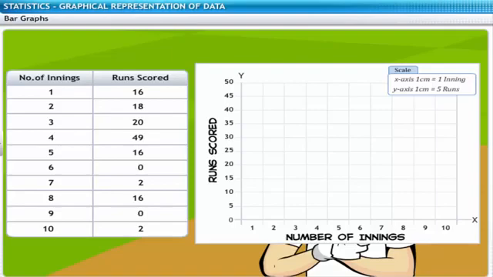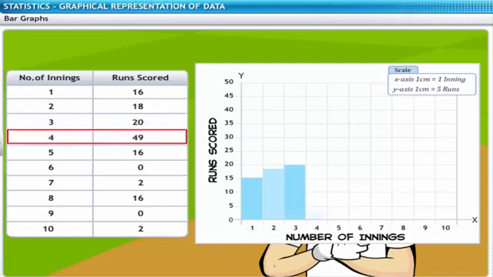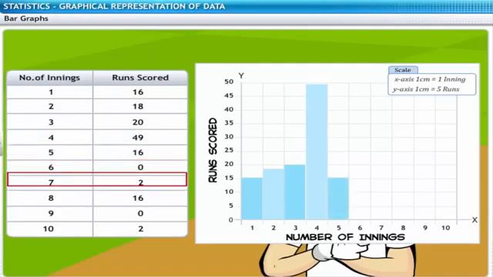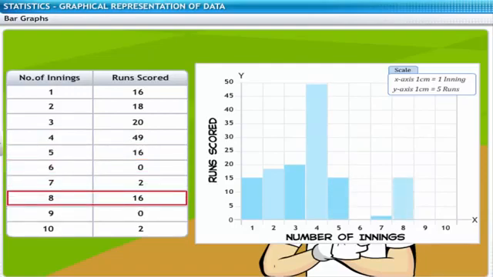Next, we'll draw bars for each innings on the x-axis representing the number of runs scored in it as per the scale chosen on the y-axis. For example, in the first innings, the score was 16. So a bar corresponding to a score of 16 on the y-axis is drawn. For the second innings, a bar corresponding to a score of 18 is drawn on the y-axis. Similarly, we draw the bars for the other innings. But notice that the score is 0 in the 6th and 9th innings, so no bar is drawn. This is the completed bar graph.